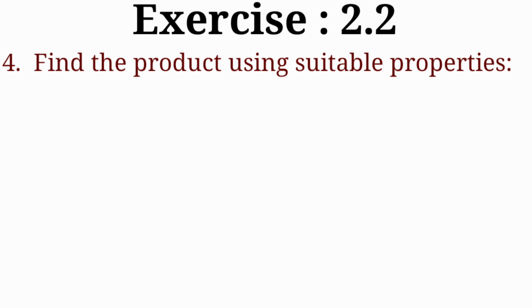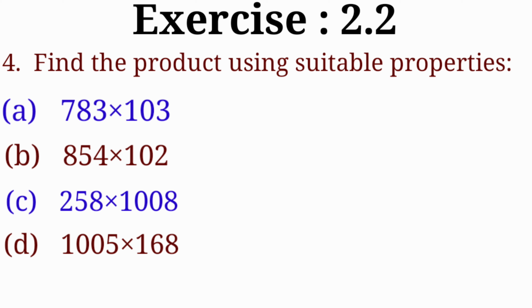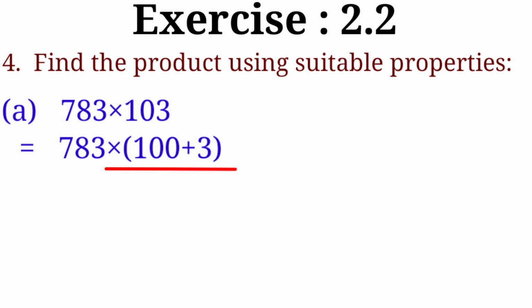Now our question number 4 is: find the product using suitable properties. It is already mentioned, so now you have to use only the property. In this question we have 4 parts. Now the A part is 783 into 103. If we split 103 into 100 plus 3, the split term should be in a bracket because 100 plus 3 is 103 only. So now see, students, outside the bracket there is 783 and inside there is 100 plus 3.